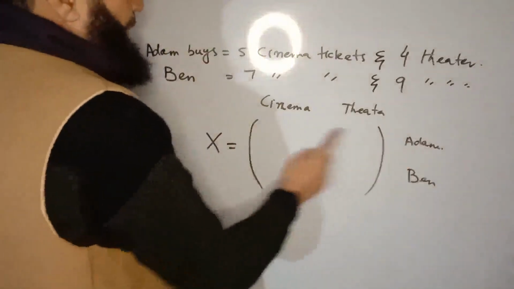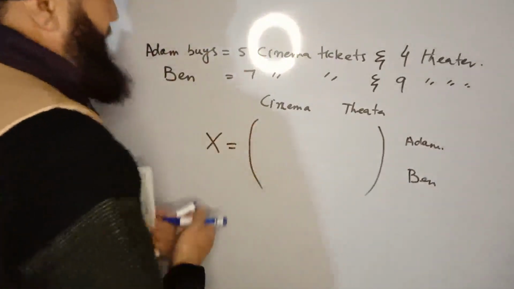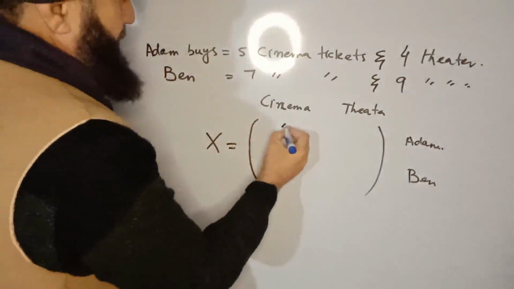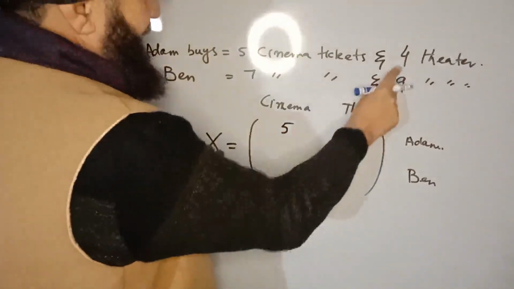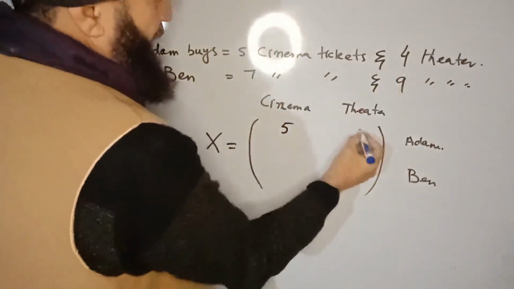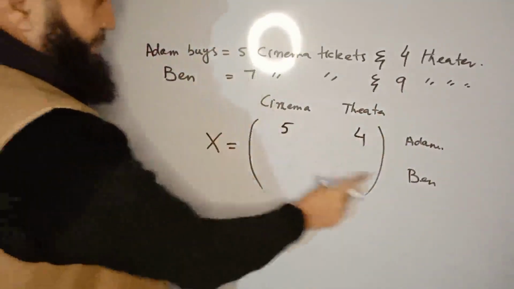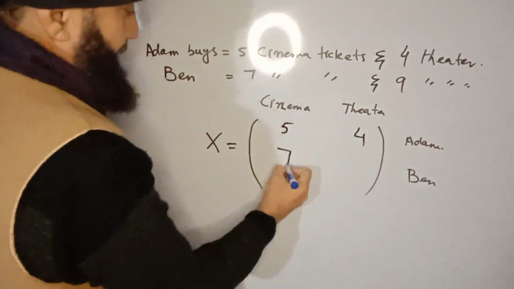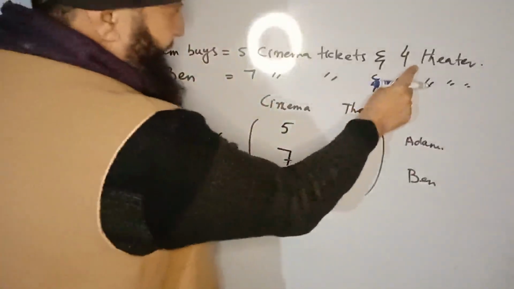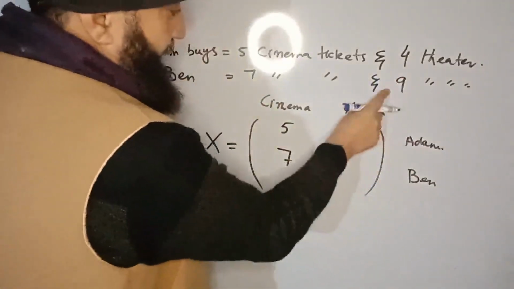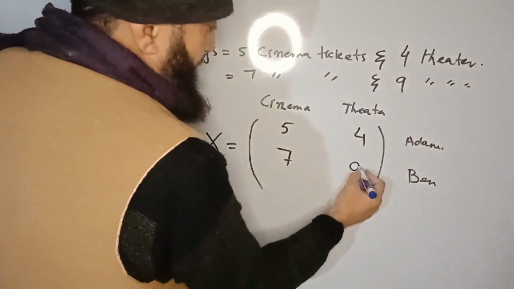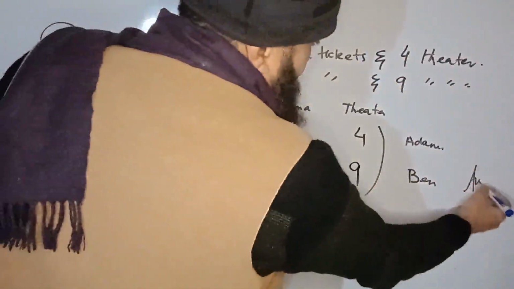Adam, how many cinema tickets? 5. So I write 5 here. How many theater tickets were bought by Adam? 4. So I write 4 here. How many cinema tickets were bought by Ben? It is 7. So I put 7 here. How many theater tickets were bought by Ben? It is 9. So I put 9 here. And this completes our question.